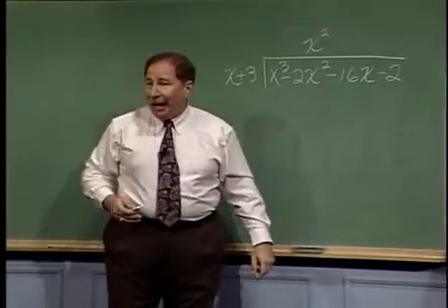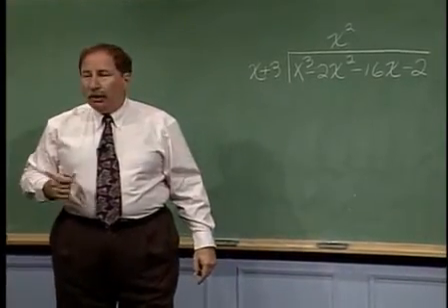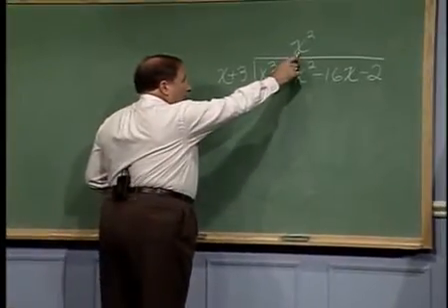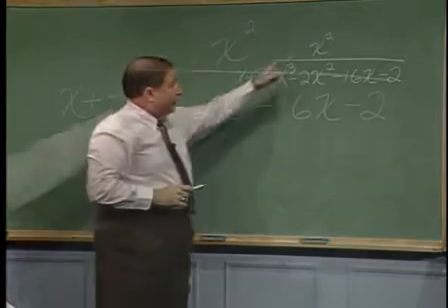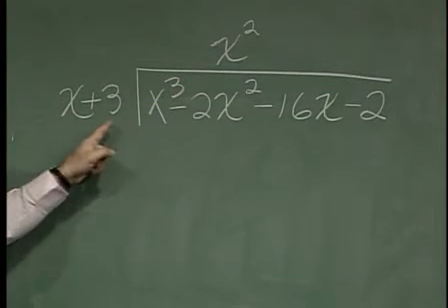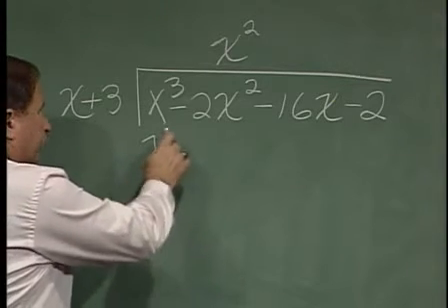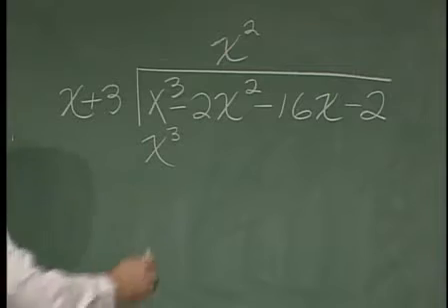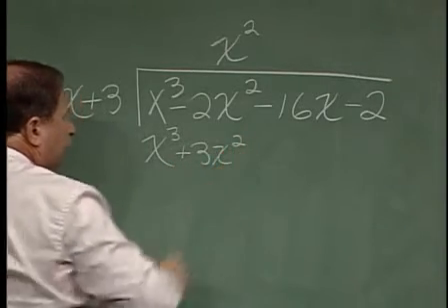Now, think back to your elementary school days. After you divided, what did you do? You multiplied. And you multiplied what you had here by what you were dividing by. And now we're going to do that. We're going to multiply the x squared by the x plus 3. Well, x squared times x is x cubed. And x squared times plus 3 is a positive 3x squared.